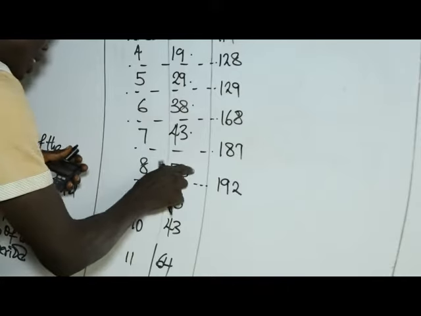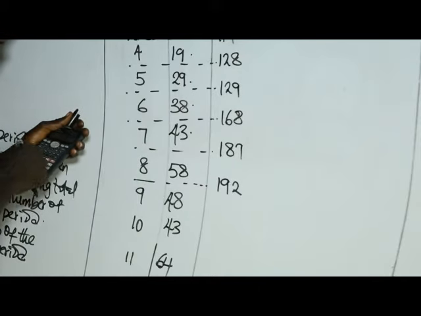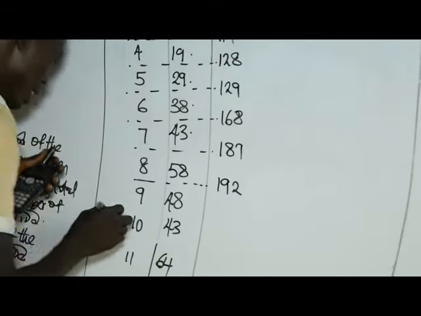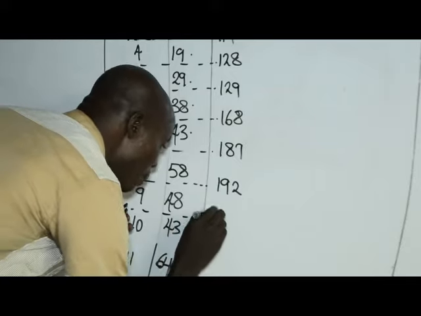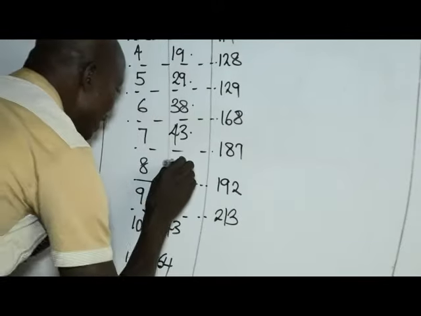You start the next addition from 58. 58 plus 48 plus 43 plus 64. Then you have 213. You insert that 213 in between the numbers. 213. Then you also drop 58.